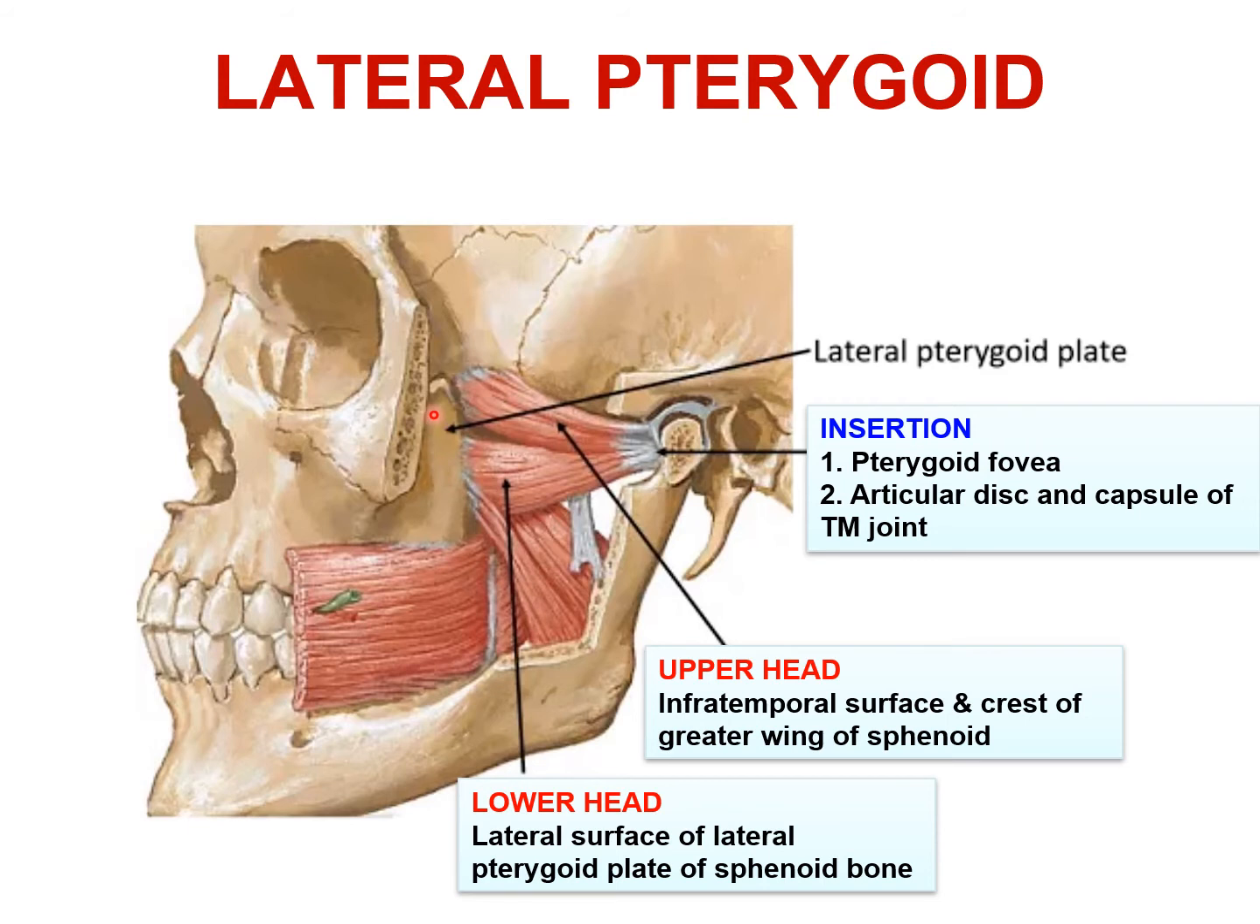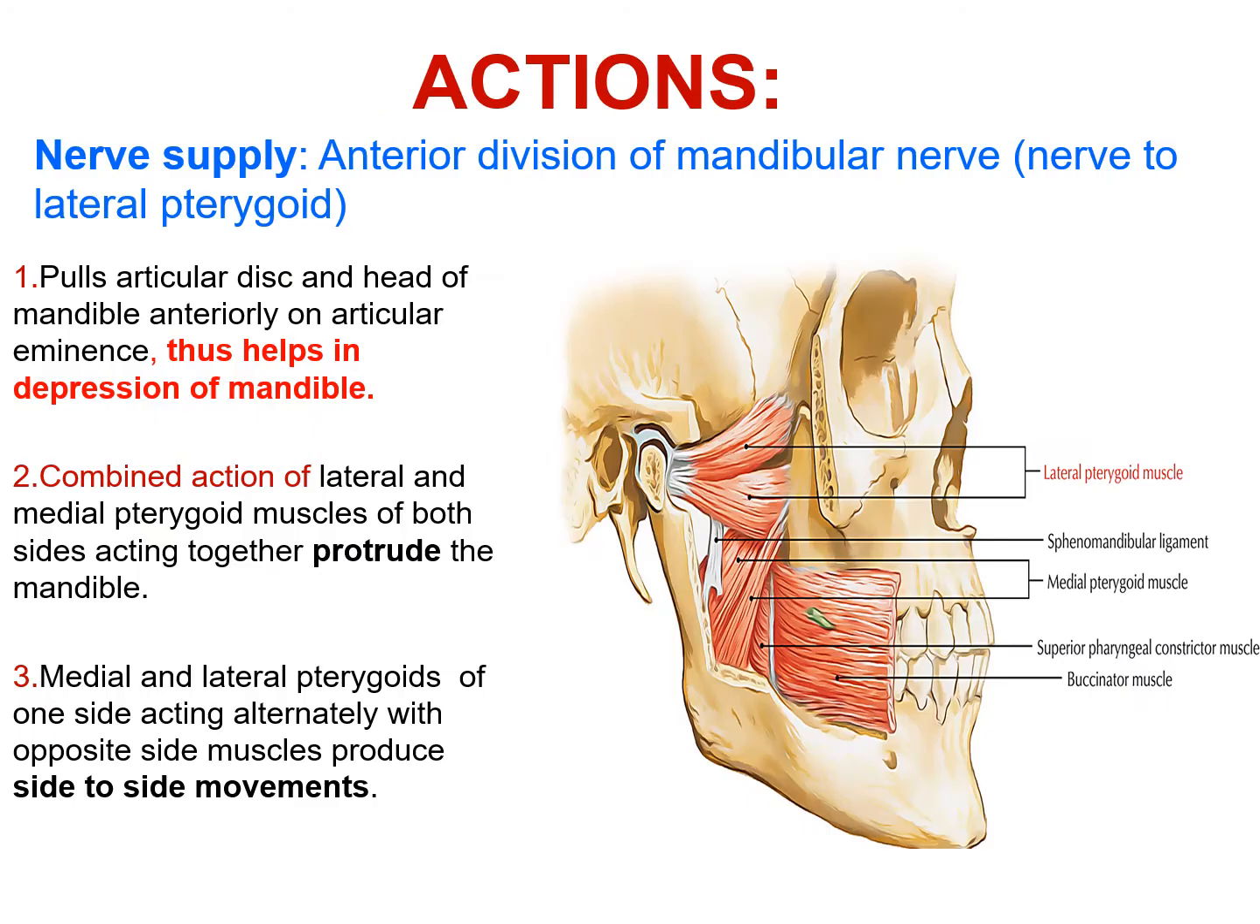This is the lateral pterygoid plate. The lateral surface is giving origin to the lower head of lateral pterygoid, whereas the upper head is arising from the infratemporal surface and the crest of the greater wing of sphenoid. Both the heads are getting united, they are converging and gaining attachment to the pterygoid fovea, and the articular disc, anterior aspect and capsule of temporomandibular joint is the insertion of lateral pterygoid muscle.